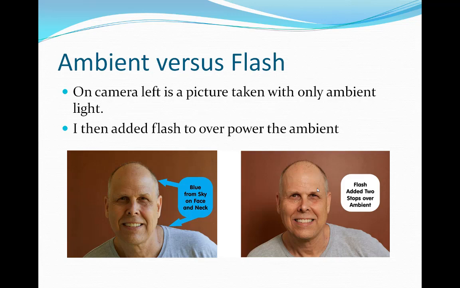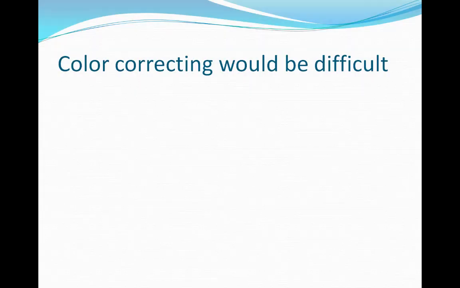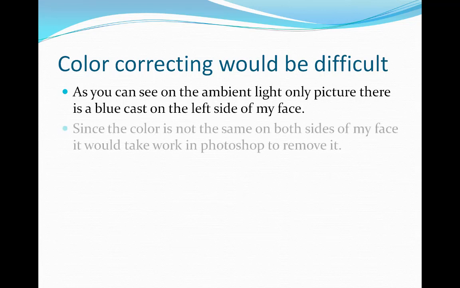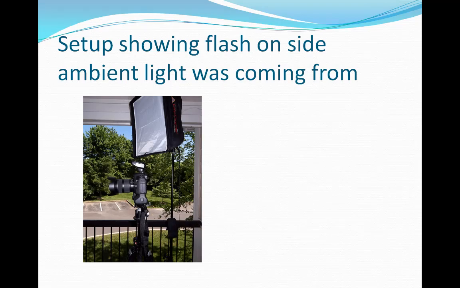So I overpowered the ambient light with flash, so color correcting would be difficult. As you can see, in the ambient light only picture, the ambient picture, there is a blue cast on the left side of my face. And since the color is not the same on both sides of the face, it would take work in Photoshop to remove it. And here is the setup showing the flash on the ambient side of the camera.